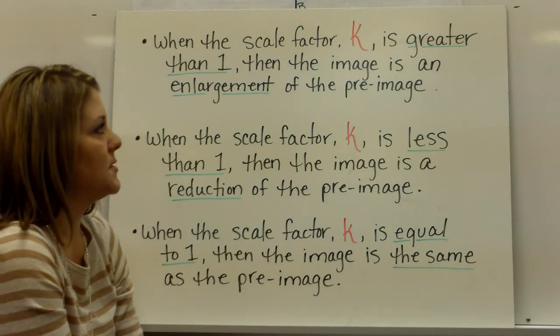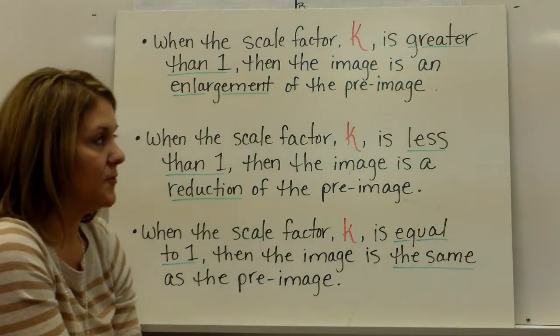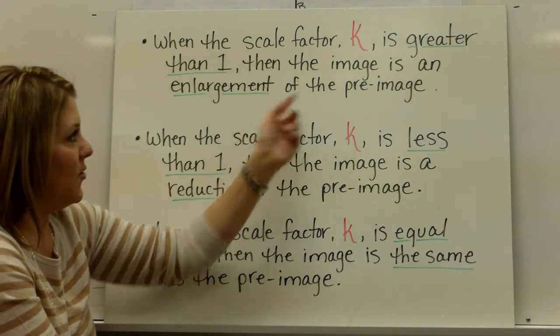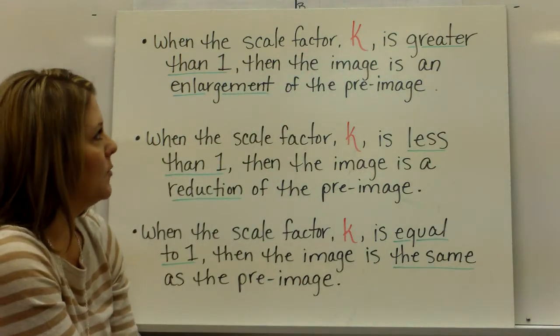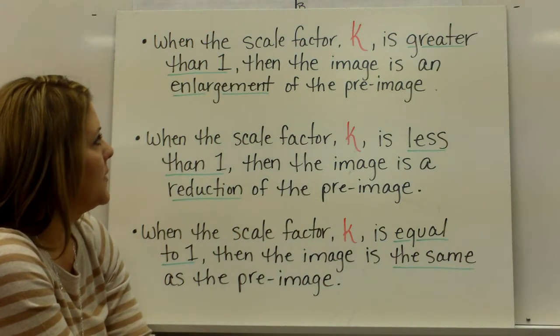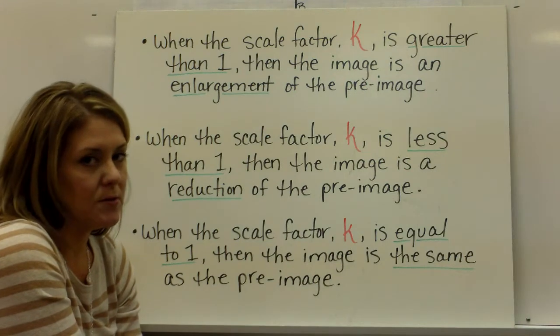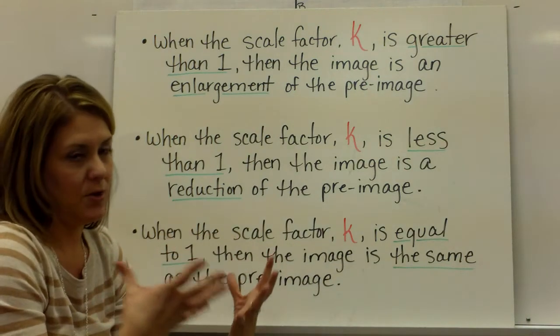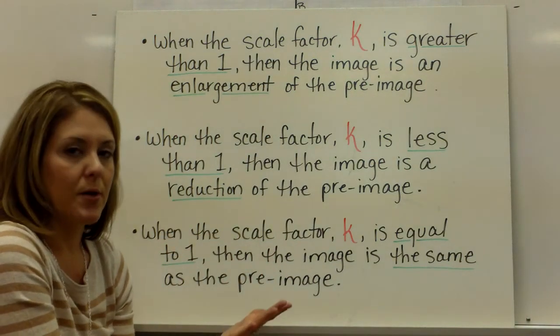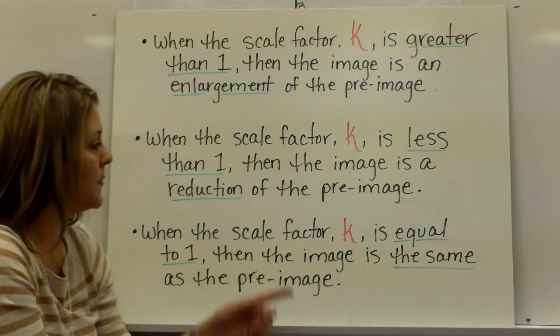So let's talk about the scale factor and the value and what will happen to our dilated figure. When the scale factor, which is again your k value, is greater than 1, then the image is going to be an enlargement of the pre-image. So if the scale factor is greater than 1, then you're enlarging the figure. Just like the example I used prior with the scale factor of 2. It's going to double that figure, so it's going to be twice as big.